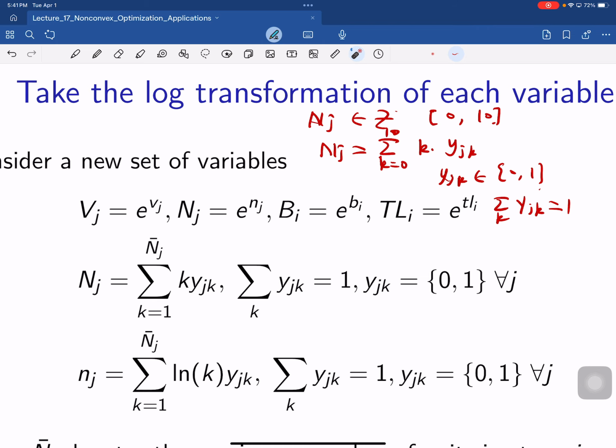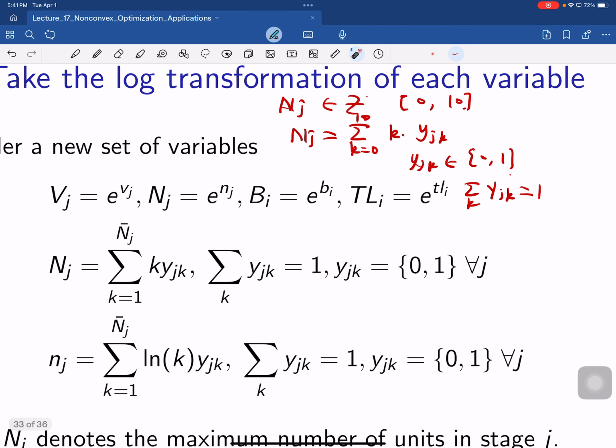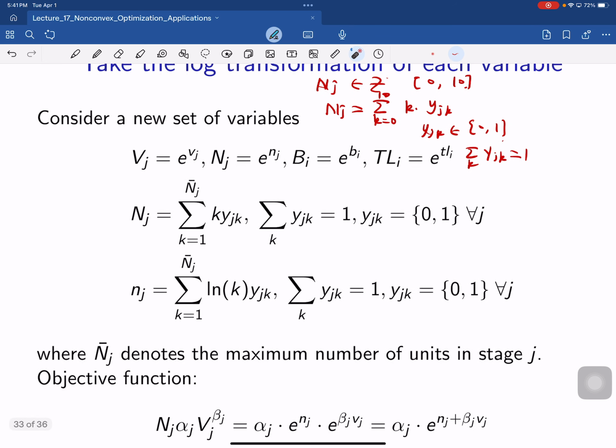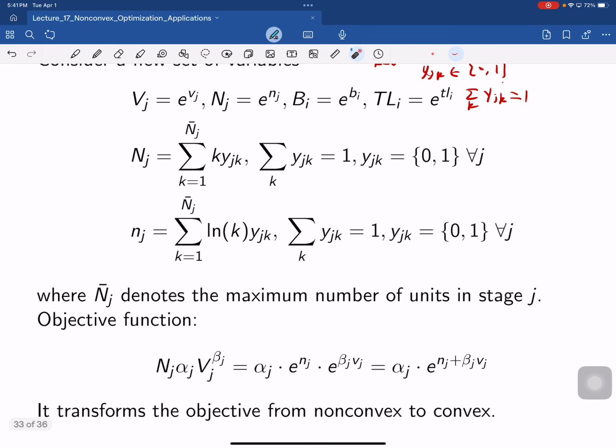Yeah, so that's basically what we did here. And then nj is the log of capital Nj, right? And then similarly, you could take the log of k and represent nj this way. Okay, this is a log transformation.